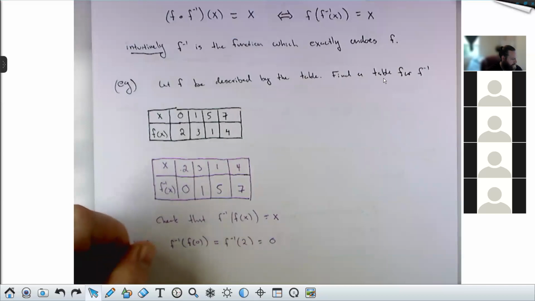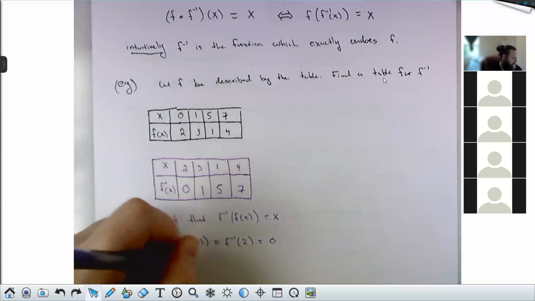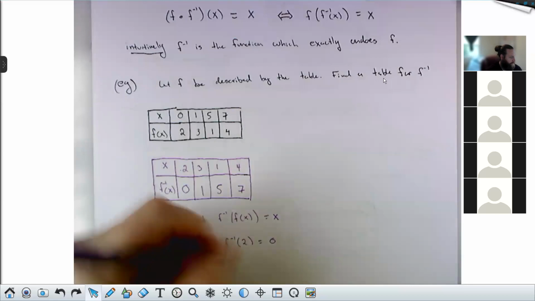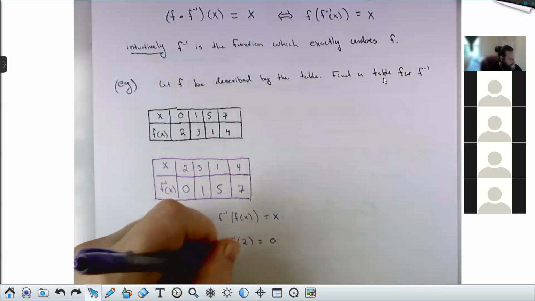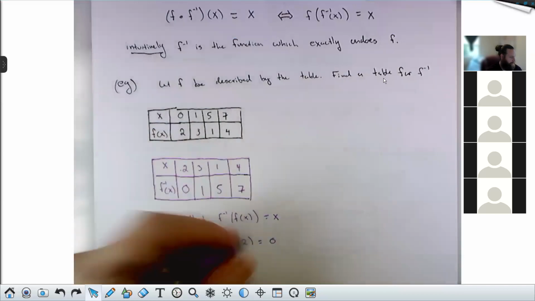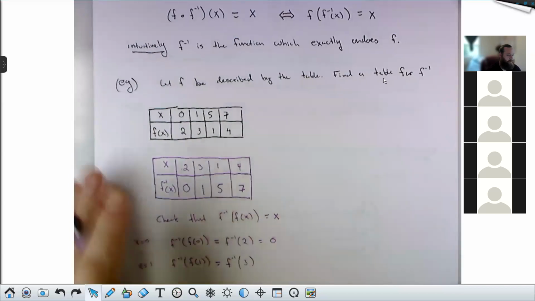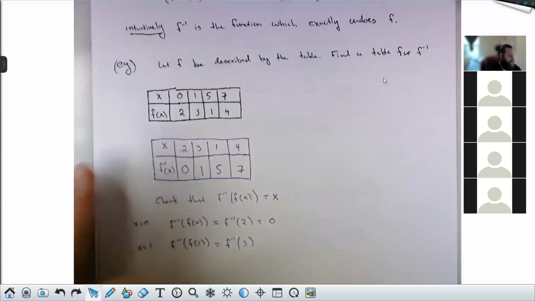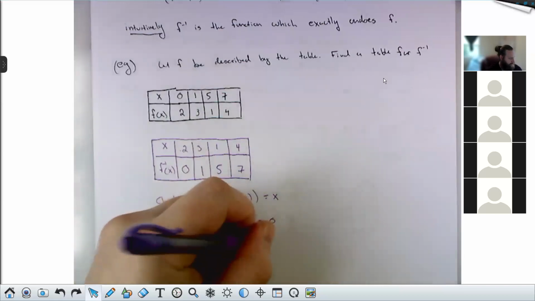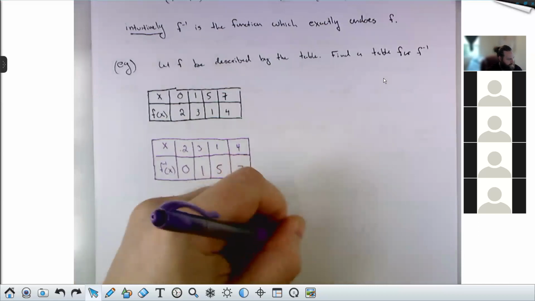We can check for x equals 1. F inverse of F of 1. This should, at the end of the day, be equal to 1. Let's see. Working from the inside out, this is F inverse of, well, what's F of 1? F of 1 is 3. So this is F inverse of 3. Looking at the table, F inverse of 3 is 1. So this is good.